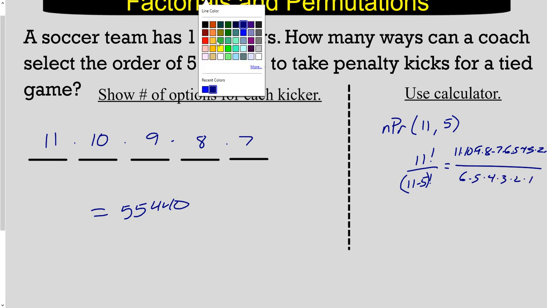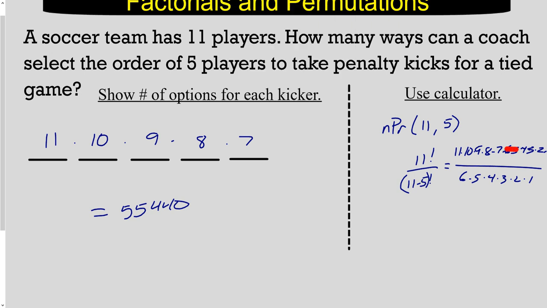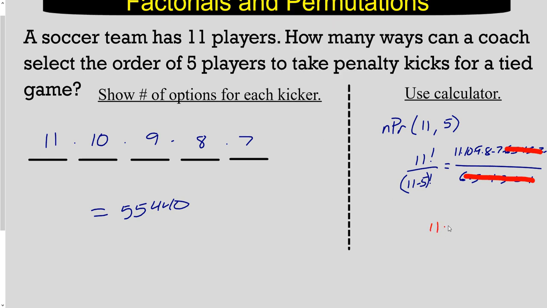So let me change my color here. Everything from 6 down is going to go away, right? Because it's in the top and bottom, which means all that's left is 11, 10, 9, 8, 7, which is exactly what we had over here. So if you plug that into the calculator, you will get the exact same 55,440 ways to choose the kickers.